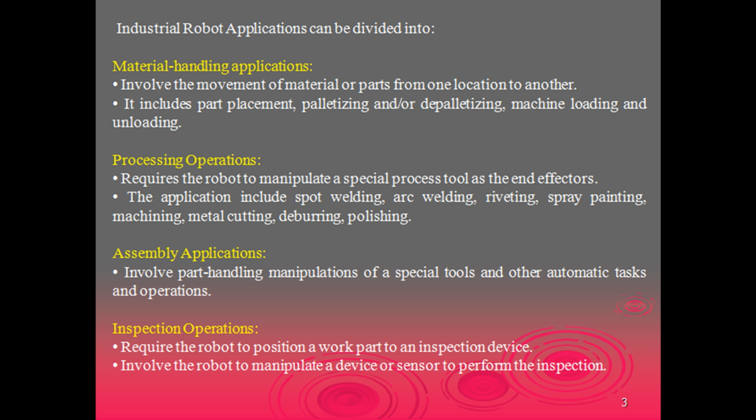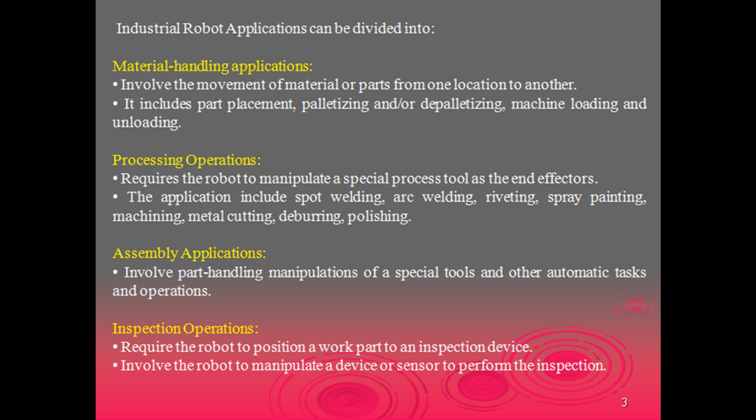Now, industrial robot applications can be divided into material handling applications, processing operations, assembly applications, and inspection operations. Now we'll discuss one by one. First, material handling application. It involves the movement of material or part from one location to another. It includes part placement, palletizing, depalletizing, machine loading and unloading.